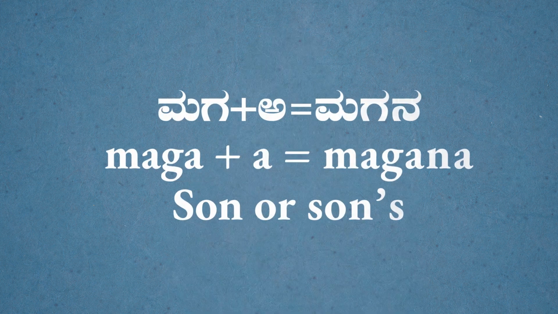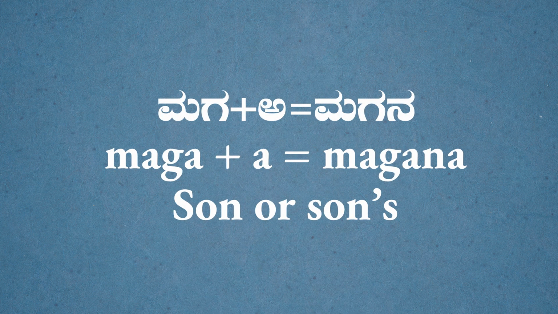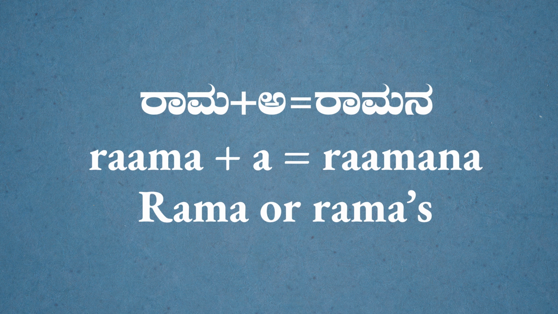Possessive marker with internal changes, human nouns ending with a. When a is added, na is incremented to the noun. For example, Maga plus a, Magana, son's. Rama plus a, Ramana, Rama's.